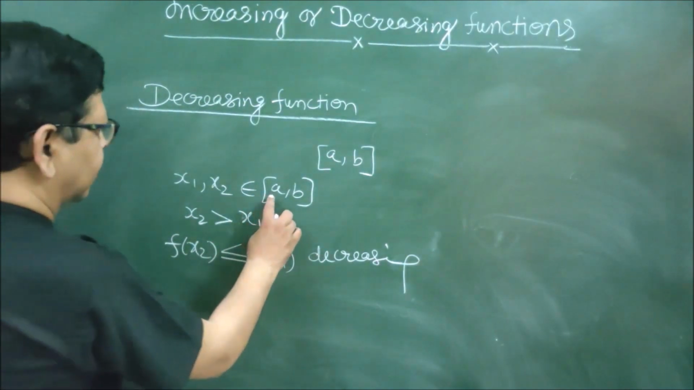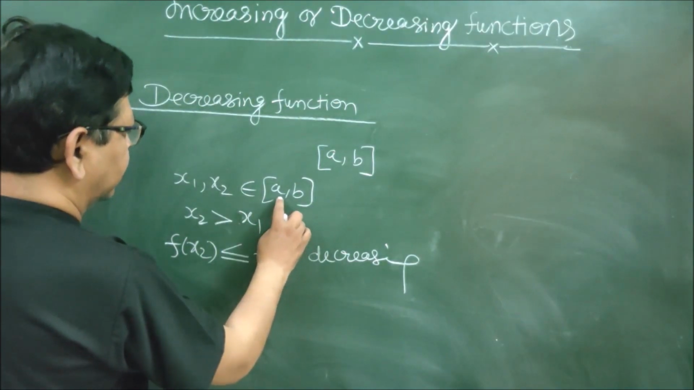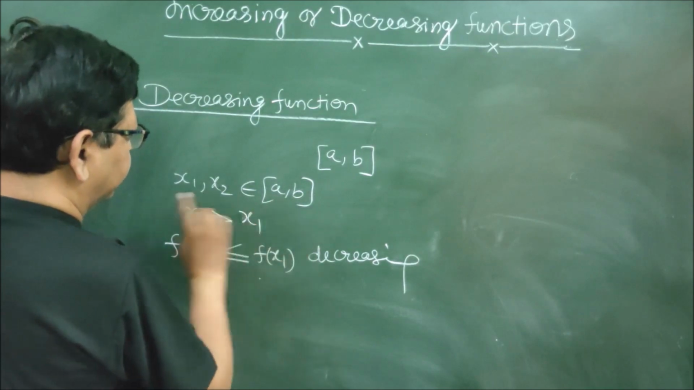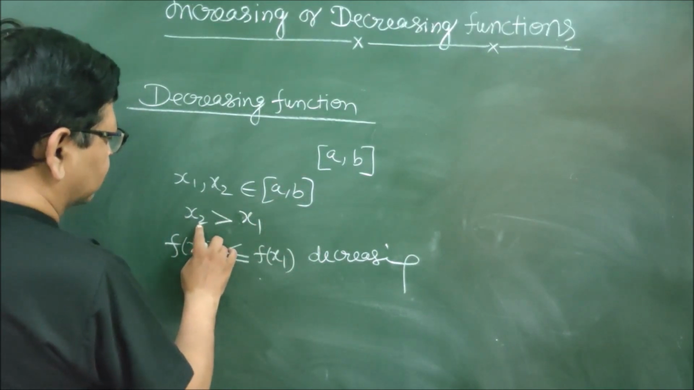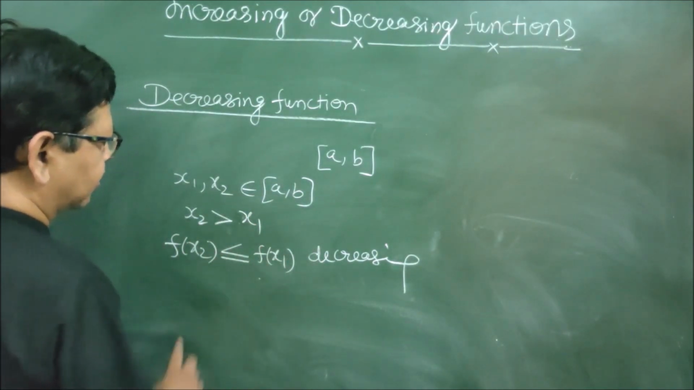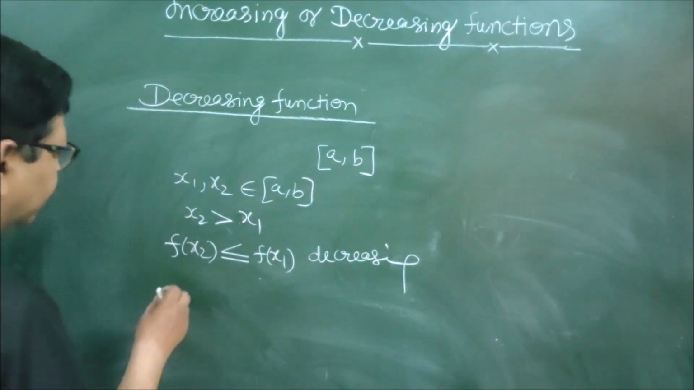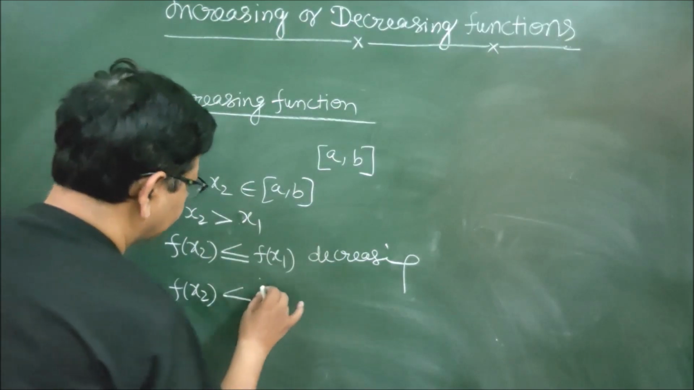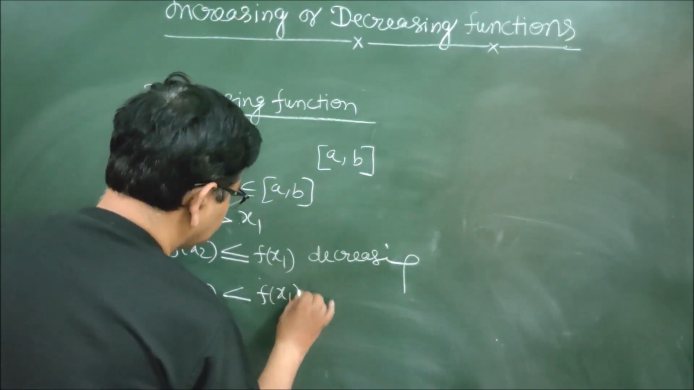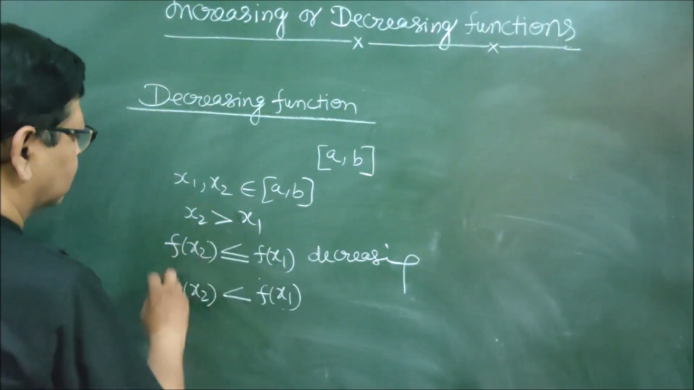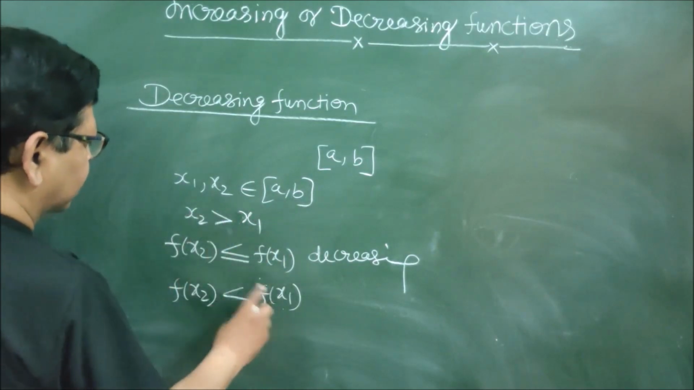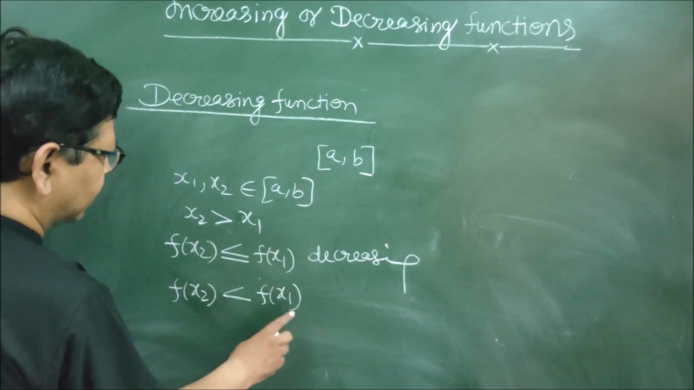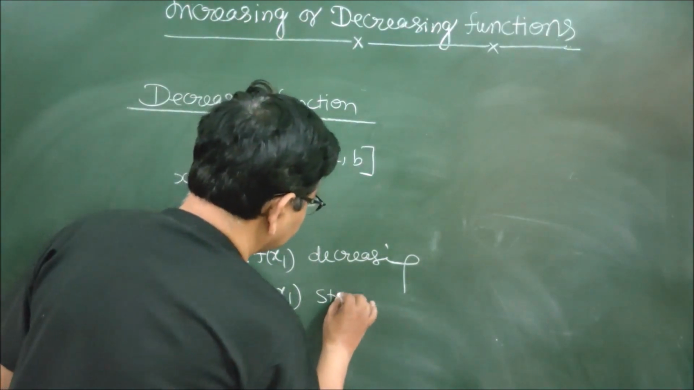So we can consider any interval, any 2 points in this interval a comma b, such that x2 is greater than x1, then this is happening. And if f(x2) is less than f(x1) for any 2 points in this interval with x2 greater than x1, then this is strictly decreasing.